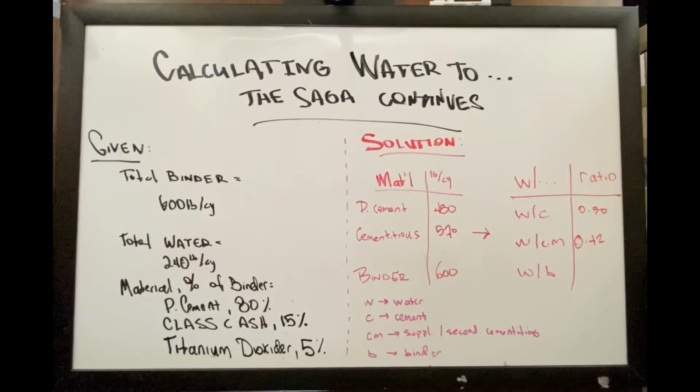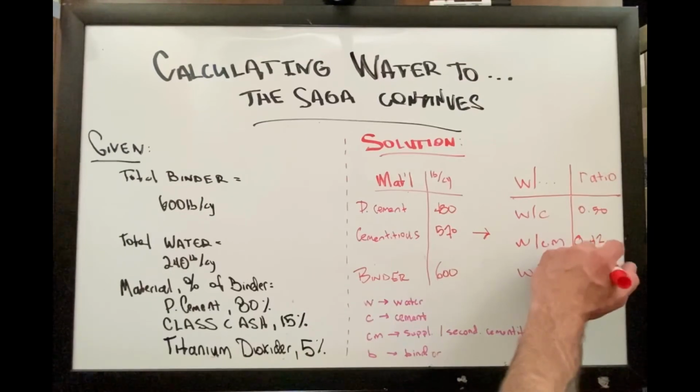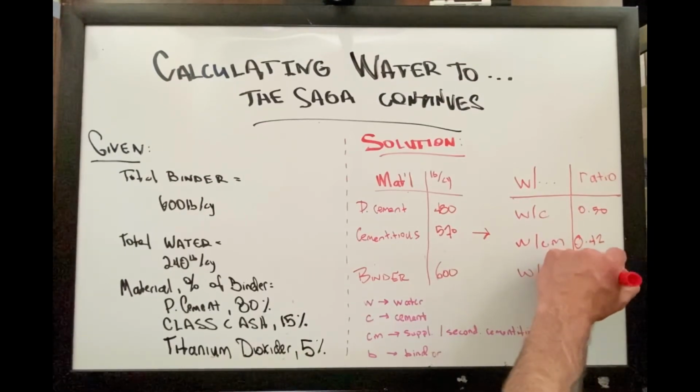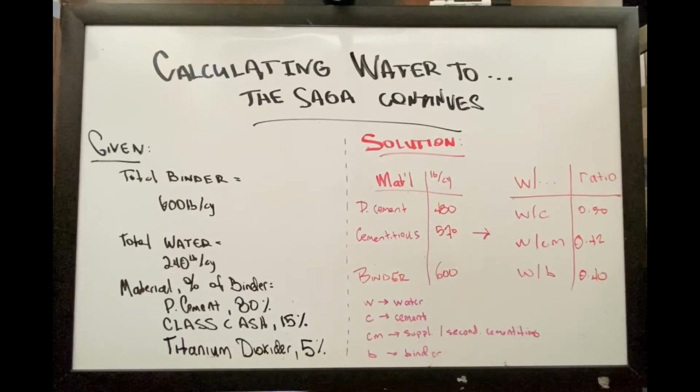And then our last is our water to binder, where we're adding our inert material, our titanium dioxide, to give us a total weight of 600 pounds per cubic yard. And if we do 240 divided by 600, we get 0.40. So, hope you learned something today.